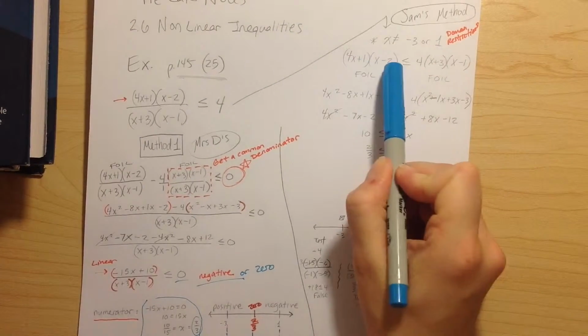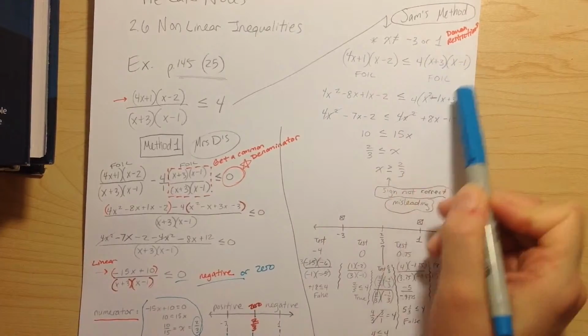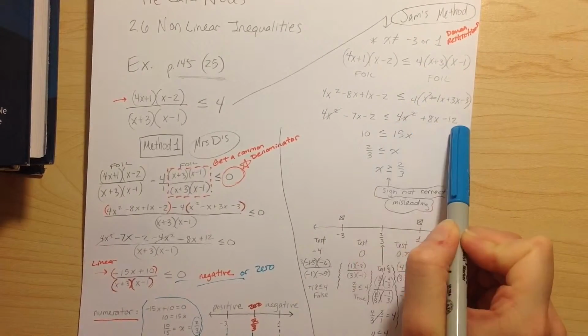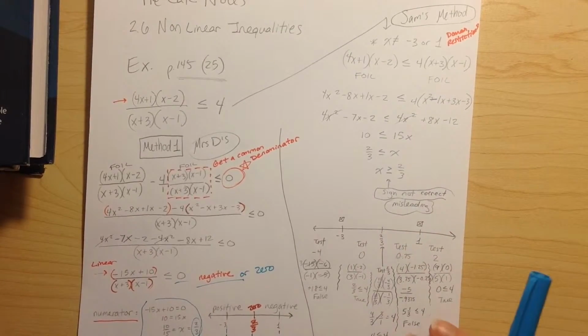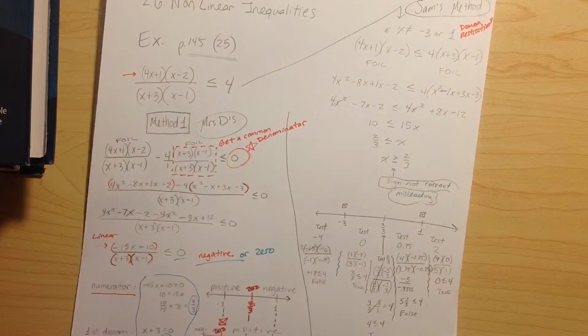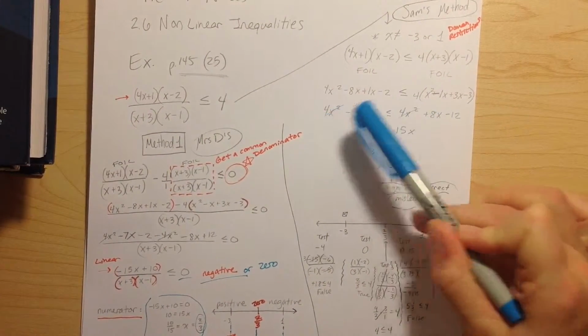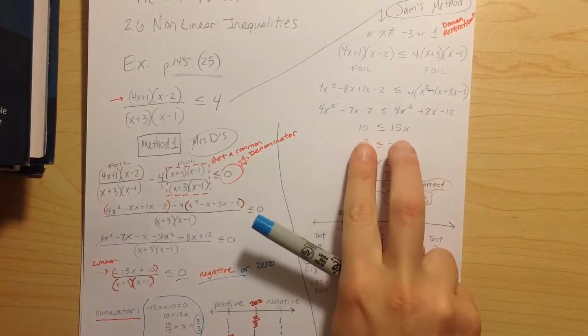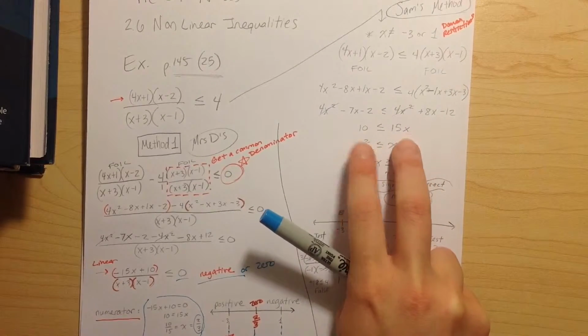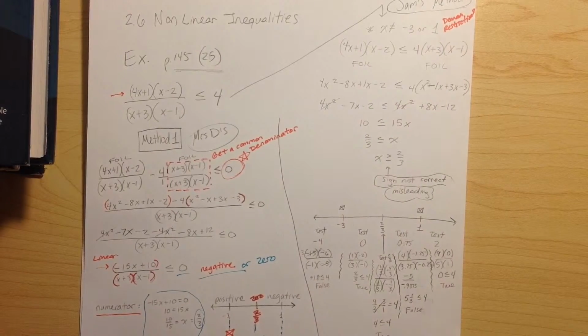So when we FOILed over here, we got these numbers, combined like terms. FOILed over here and distributed the 4, we get these numbers. But then, very similarly to what I got on this side, the 4x squareds end up canceling. You end up seeing that 10 and 15x again. End up getting that x has to be greater than 2/3.